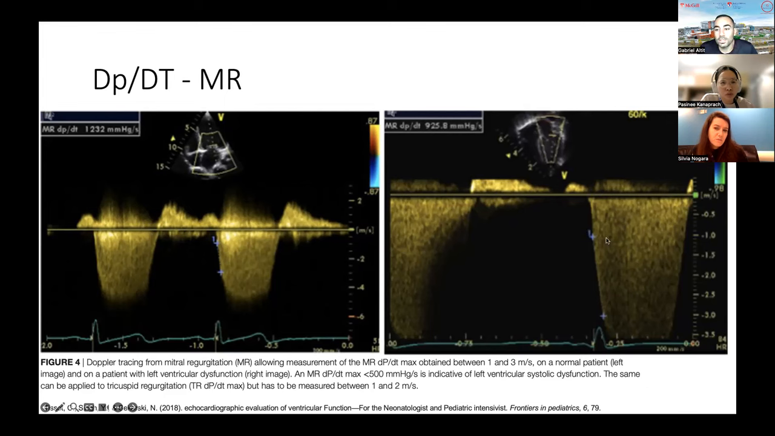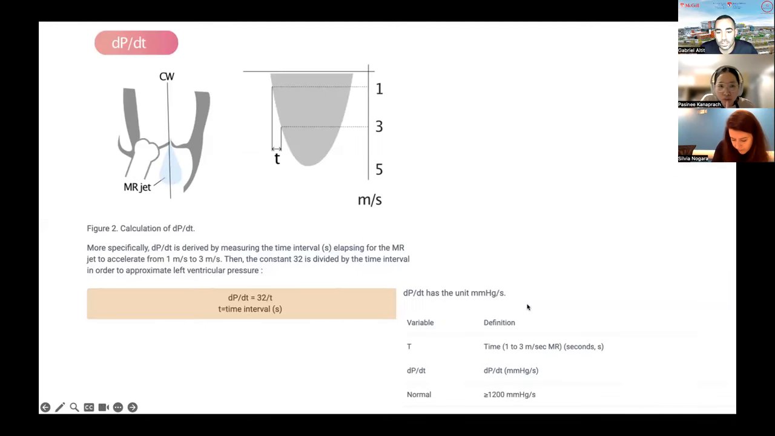In someone who has more LV dysfunction, you can see that this dP/dT is going to start decreasing. It takes more time, so the pressure that it's able to generate takes more time. So you go from 1 to 3, and that provides you information about the LV function.